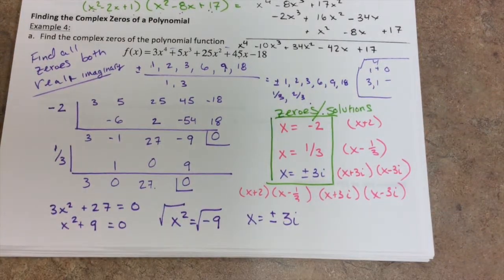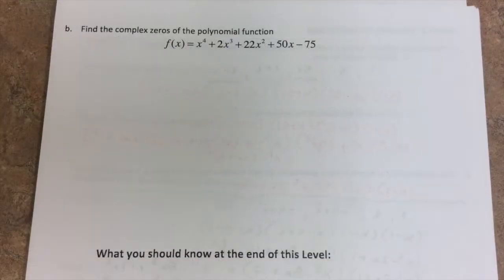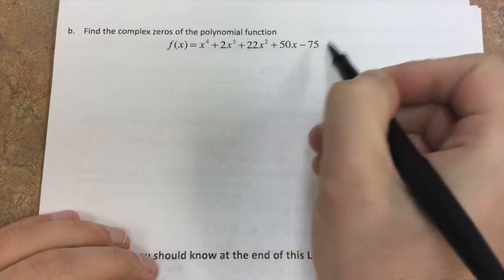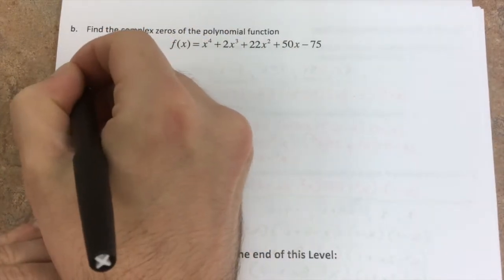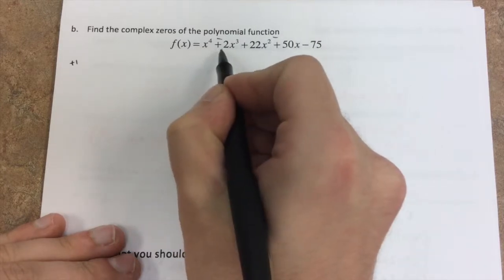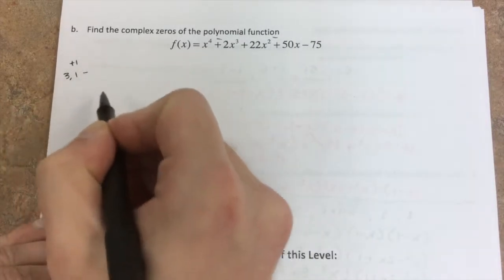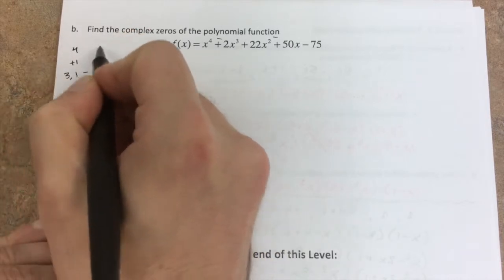All right, flip it over. We've got one more to do. All right, last problem. So example 4b says find the complex zeros. So just like the last problem, what we want to do is what we normally do. So sign changes, we'll count. We have one sign change, so one positive zero. If I switch these, I'll have 1, 2, 3. So 3 or 1 negative zeros, a max of 4.